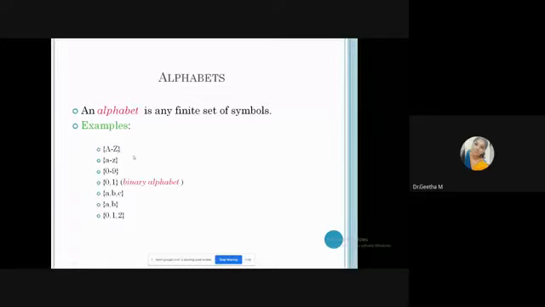So A to Z is the first example. Then the second example, small a to z, also comes under the concept of symbols. Then all the numerical digits are also symbols. Consider the fourth example, which consists of 0 and 1.